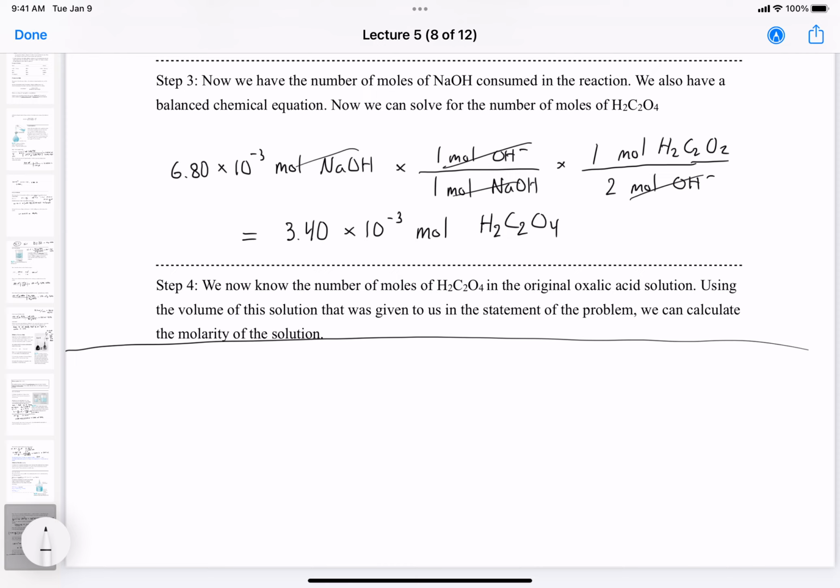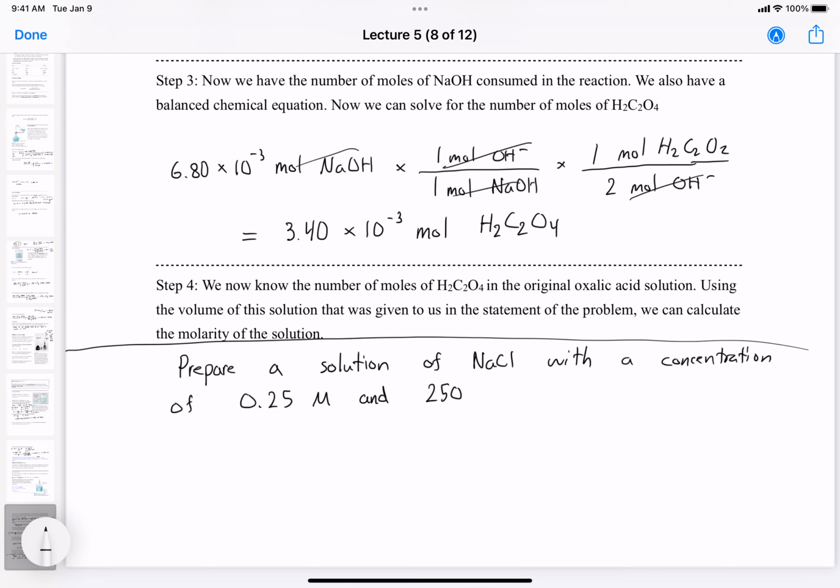Okay. So say I want to prepare a solution of sodium chloride with a concentration of 0.25 molar, and 250 milliliters, from a 3 molar solution of sodium chloride. Okay.